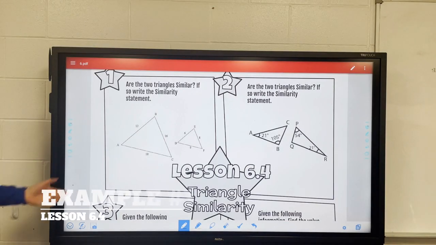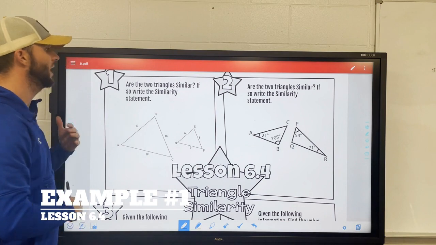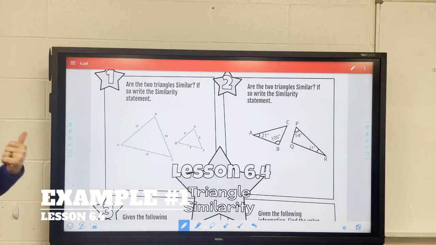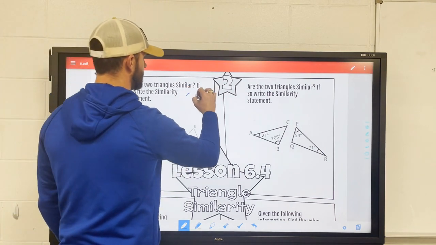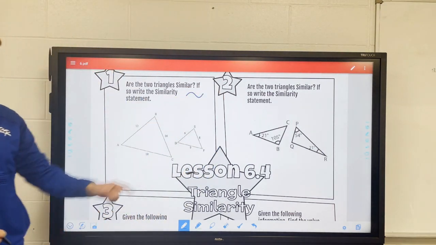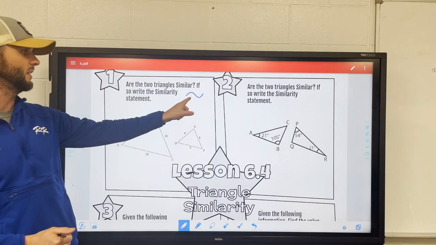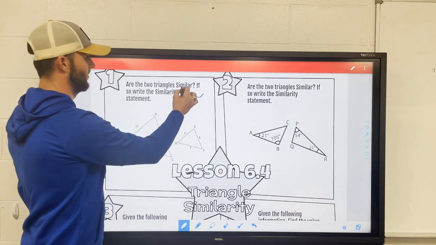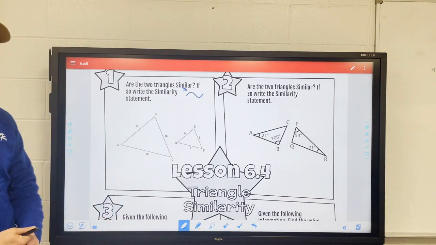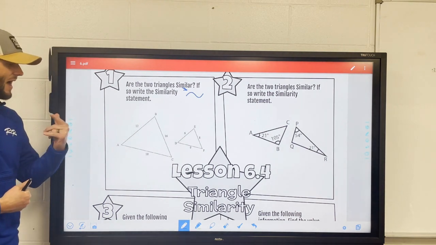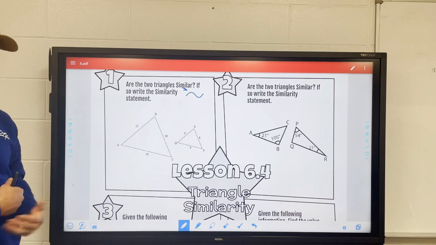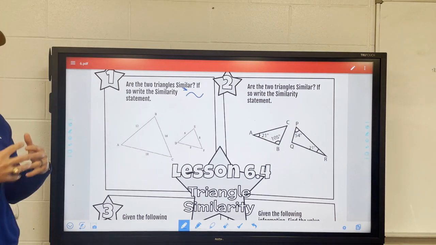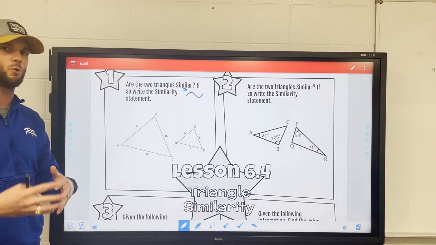All right, so looking at this example, it's saying, are the two triangles similar? If so, we need to write the similarity statement. So just so you guys know, a little squiggly line like this, that means similar. So if you see the little squiggly line, this means similar. So right there, that means similar, okay? So let's go and look at this. So right now, I just have all three measurements of both of these in the sides. So I'm trying to determine if these are going to be similar by looking at their proportionality.